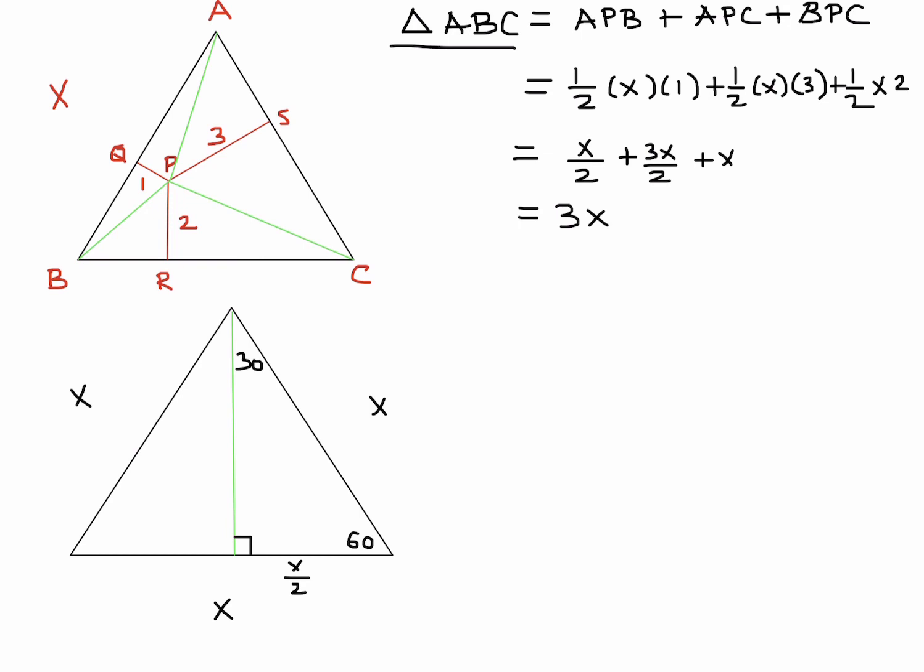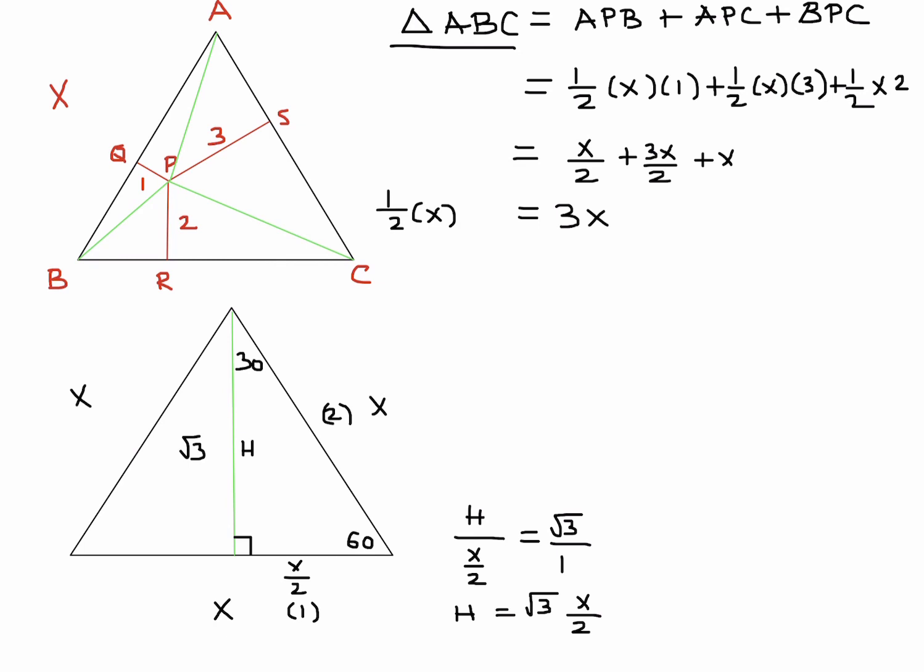So in a 30, 60, 90 triangle, we know the ratio of the sides are 1, 2, and root 3. So if I want to figure out this height, I can just use the ratio. H over X over 2, if I'm comparing those two sides, will be equivalent to root 3 over 1. So therefore H is equal to root 3 times X over 2. So the area of ABC using this diagram is going to be 1/2 base, the base is X, times height, which I just calculated as root 3 X over 2.